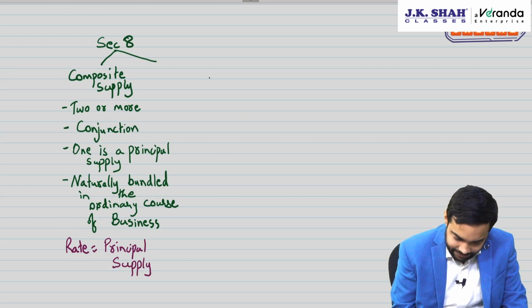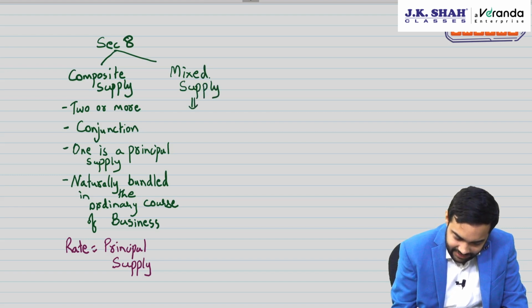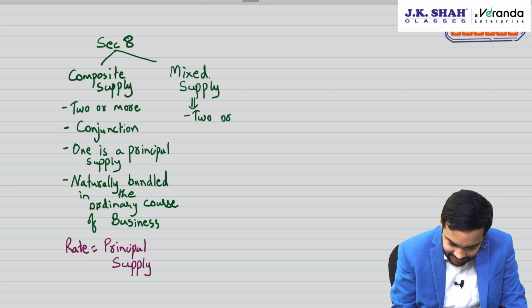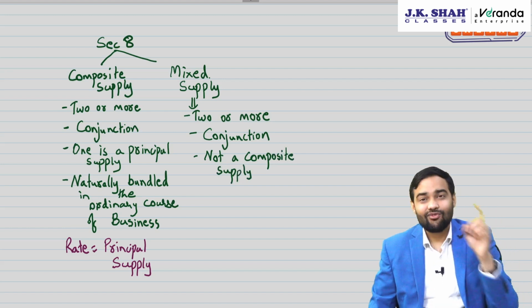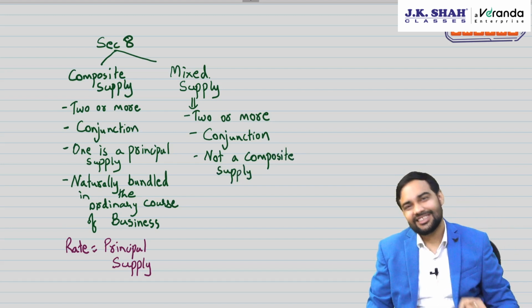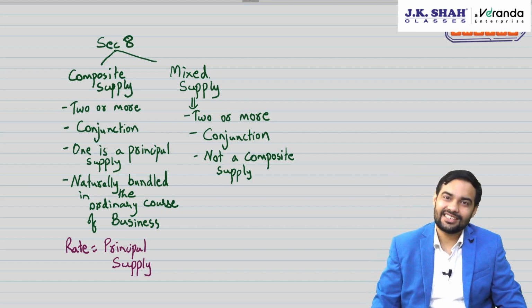Okay, then mixed supply. Now mixed supply is where two or more goods or services are being supplied in conjunction, and it is not a composite supply. Not a composite supply meaning, first you will always check whether it is a composite supply. If it is not a composite supply, only then you can check whether it is a mixed supply.